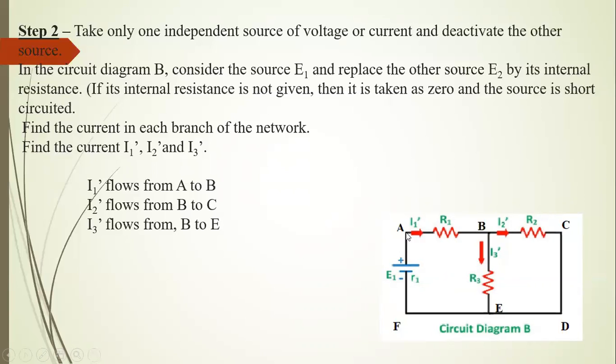So current will start from here. I1 dash will flow from A to B. Then this current will split into two parts. So I2 dash will go from B to C and I3 dash will go from B to E. So in step number two, we have considered E1 to be acting alone and E2 is replaced by its internal resistance. Till now, in the first step, we just assumed the directions of current when both the sources are present. In the second step, we have deactivated E2 and considered E1.